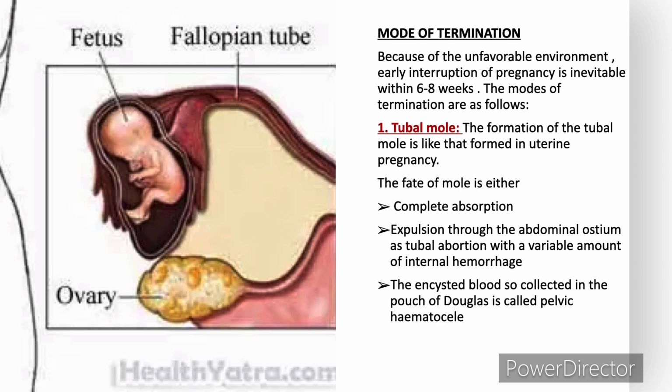So these are the ways how the tubal mole, that is the termination of the ectopic pregnancy, happens. It may be a complete absorption, or expulsion through the abdominal ostium, that is through the fimbriae. You have the fallopian tube and the end part is the fimbriae, so that part we call an abdominal ostium. It's an opening in the abdomen. So expulsion through the abdominal ostium as a tubal abortion with a variable amount of internal hemorrhage, and the so collected blood, that is encysted blood in the pouch of Douglas, is called pelvic hematocele.